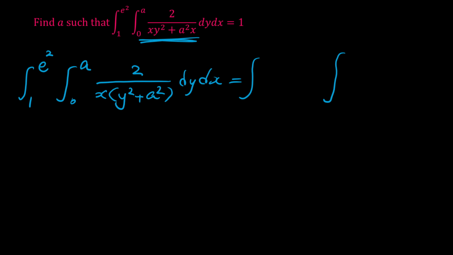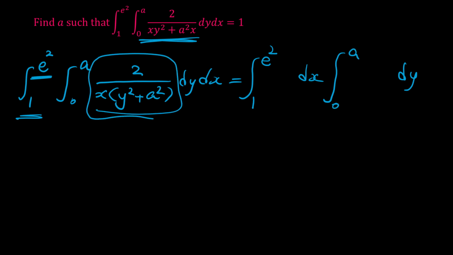For dx, the lower limit is 1, the upper limit is e to the 2. For dy, 0 to a. Which part of this expression is in terms of x? 2 over x. And the other part, which is 1 over y to the 2 plus a to the 2, is in terms of y.